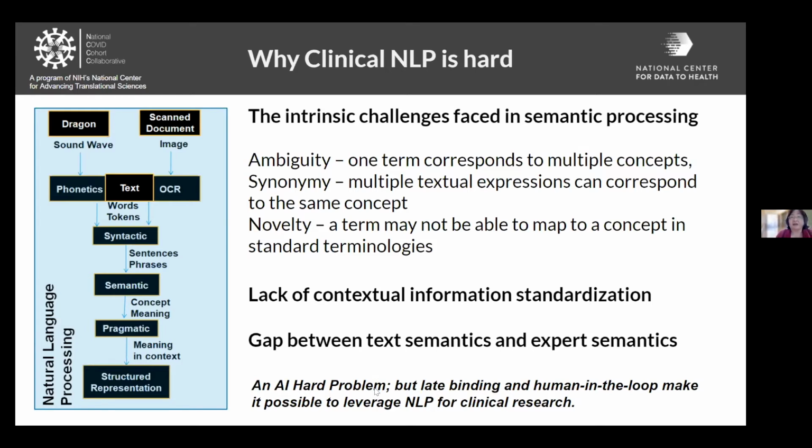So in general, we view this as an AI-hard problem. If someone comes to us to say, we have a clinical NLP system for you to deploy for everything you do for your clinical NLP use, I would not trust it. We view this as an AI-hard problem, but we can leverage light binding and human in the loop to make it possible to leverage clinical NLP for clinical research. I will get to some details later.